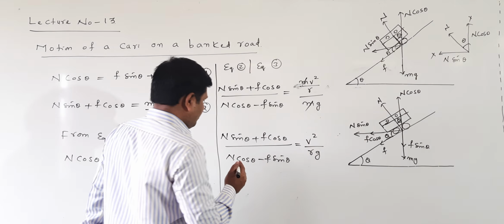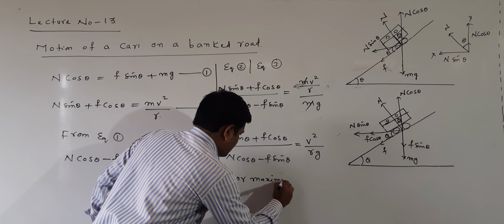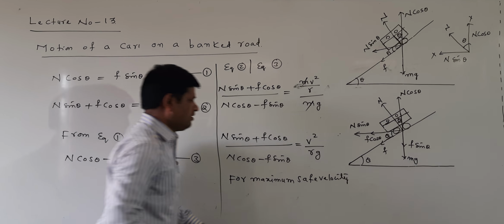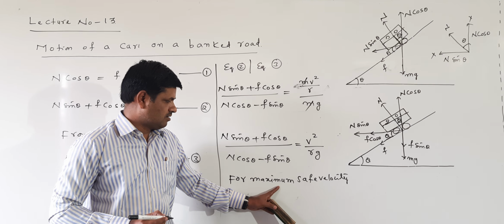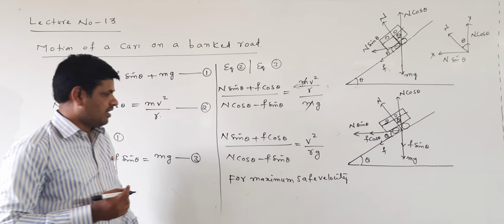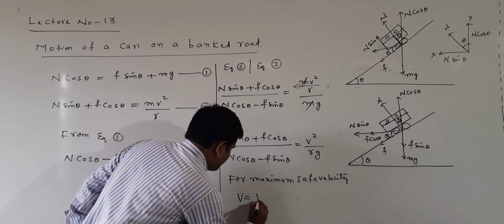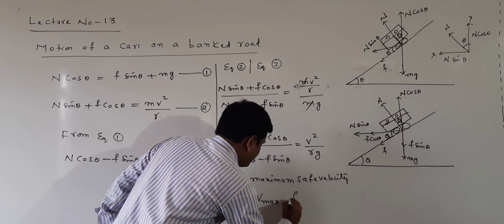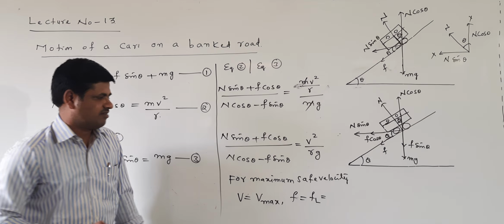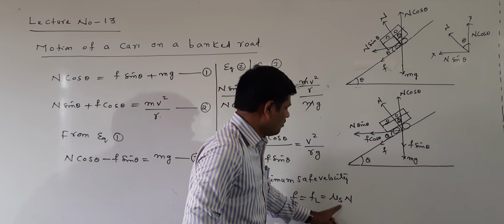Now for maximum safe velocity, when velocity becomes maximum, that is called the maximum safe velocity. Here v becomes v maximum, and the friction becomes limiting friction, or the maximum value of static friction, that is f is equal to f limiting is equal to mu s into N.